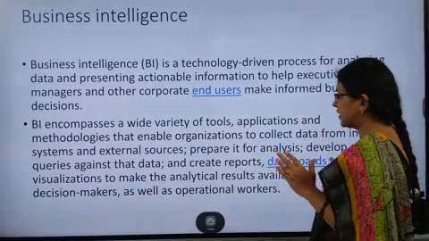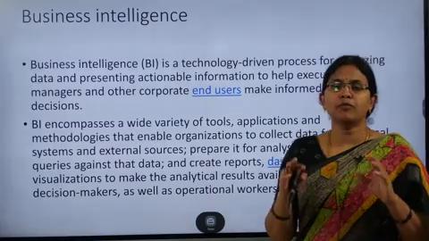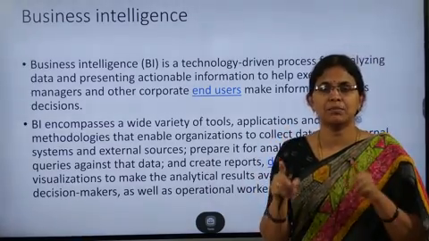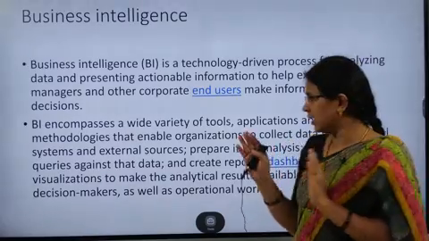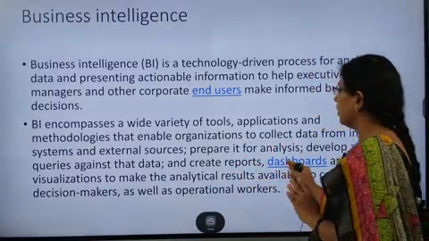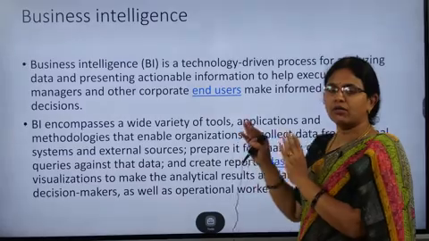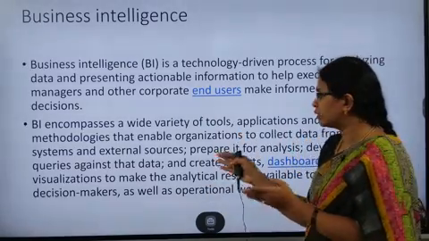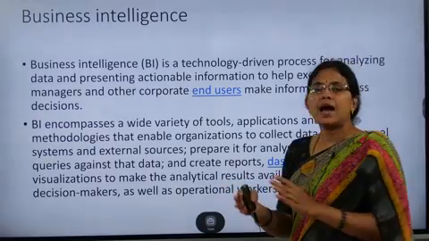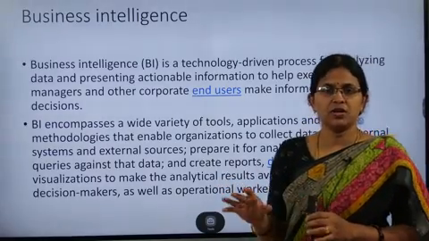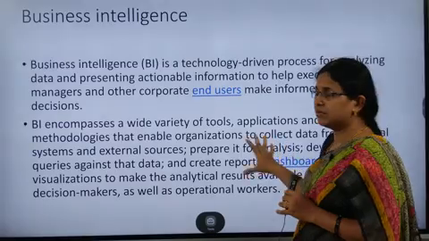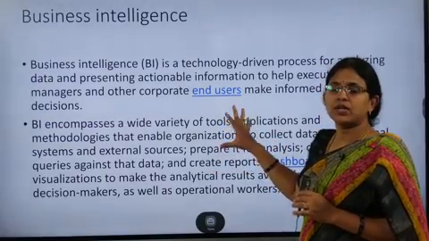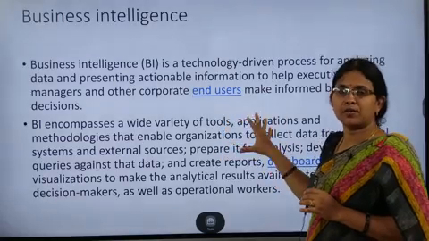When the dashboard is created, finally you have to present that data on the screen by using some visualization techniques. And finally, after all this is done, you have to make that data available to the decision maker as well as the operational workers. So this is all about business intelligence and how it supports the decision support or decision making process.